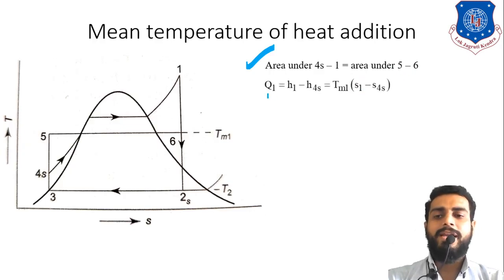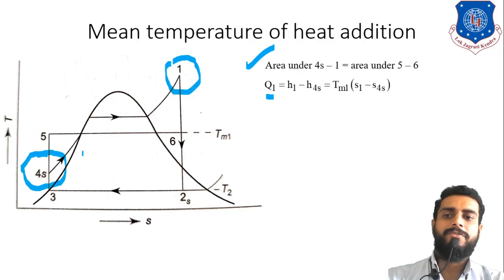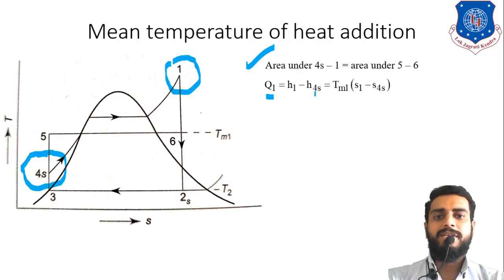Now you can write that the heat added Q1 is nothing but H1 minus H4s. I can write it like this because the enthalpies H1 and H4s will be known to me. If I take the enthalpy difference between these two, H1 minus H4s, that gives me the heat transfer during process 4s to 1.